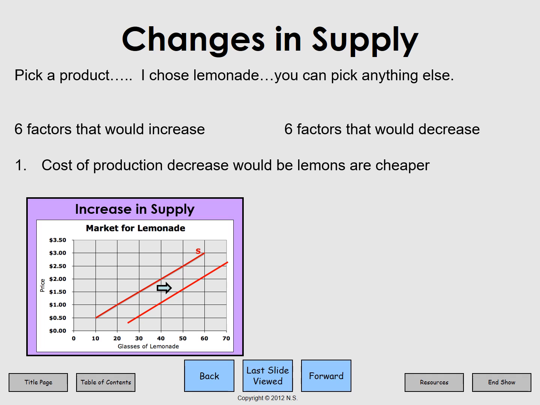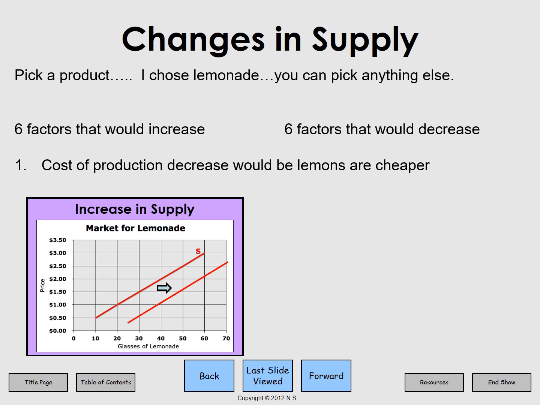You are going to come up with 12 statements. 6 factors that would increase your supply, 6 factors that would decrease your supply. With each statement, you are going to draw a graph of how that line shifts. You don't need to put numbers on it or anything like that. Just draw the Y and X axis, draw an S1 line, draw an S2 line with your arrow across.